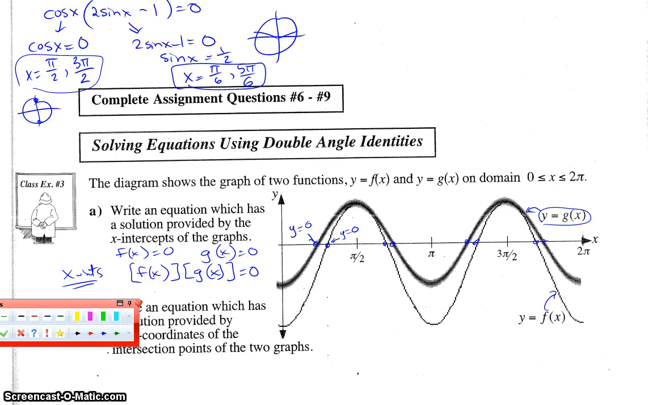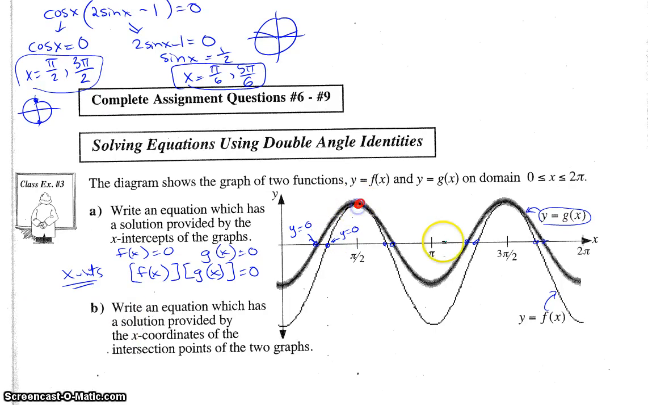Okay, so the intersection points would be these points. There, and here. Now, where two graphs cross, that means we want to actually have them equal to each other. So it would be f of x equals g of x. And that's basically if we had an equation like that, and that's what we've been using a lot.